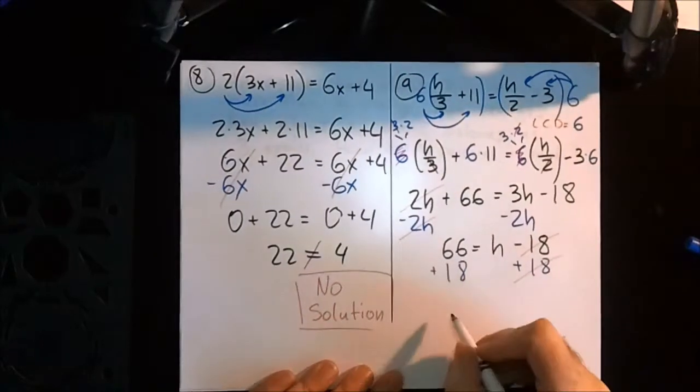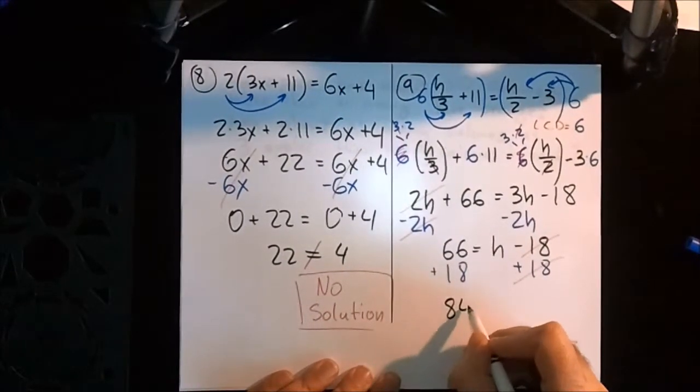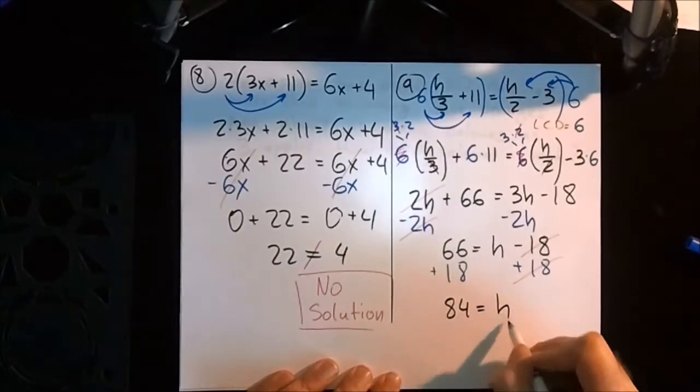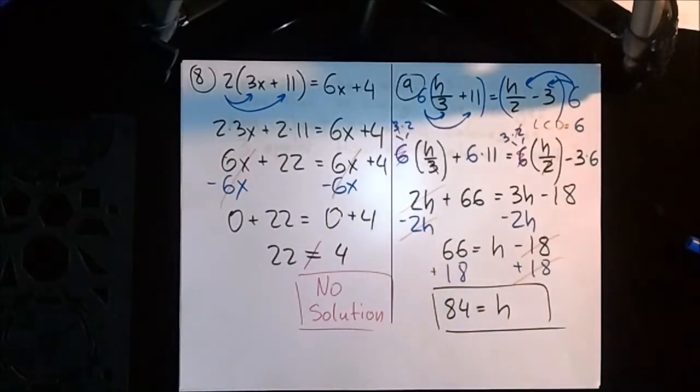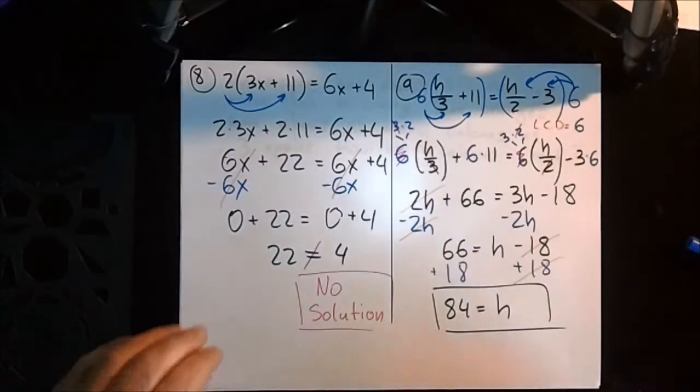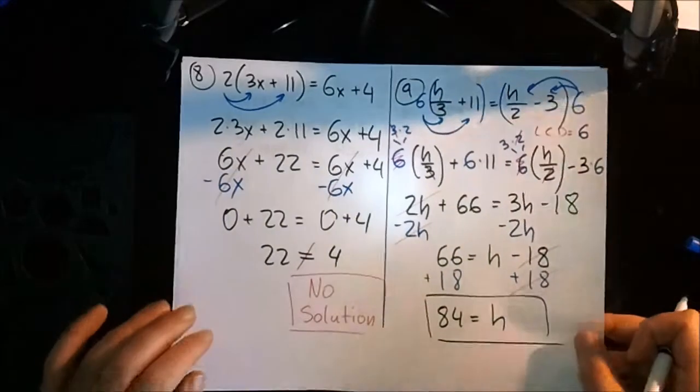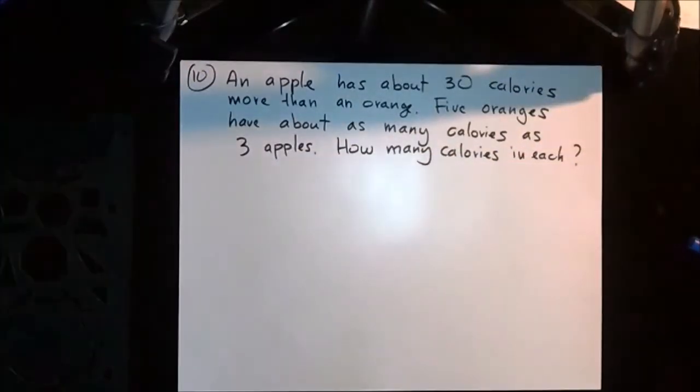$84, unless my math is wrong, equals h. And I think that's right. Yep. All right, that was number 9. Any questions? We have one more problem to go. We are on track. And this is the word problem.